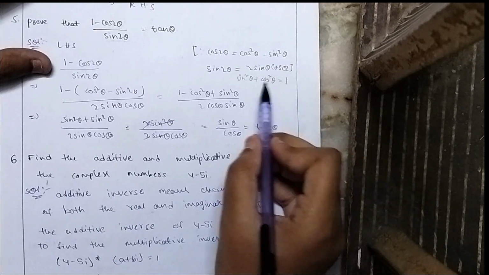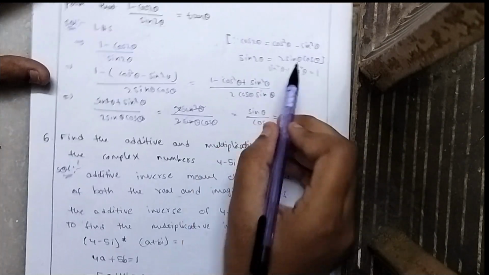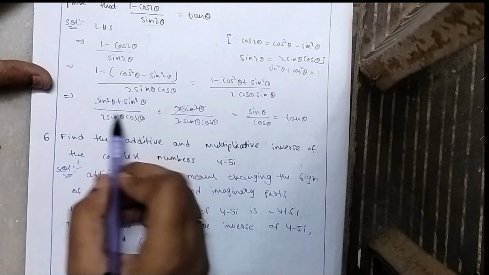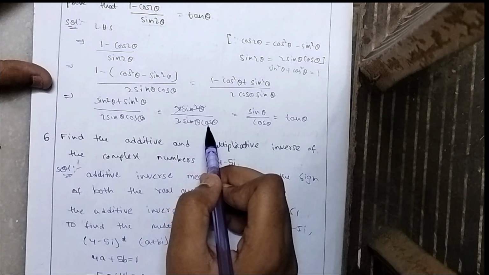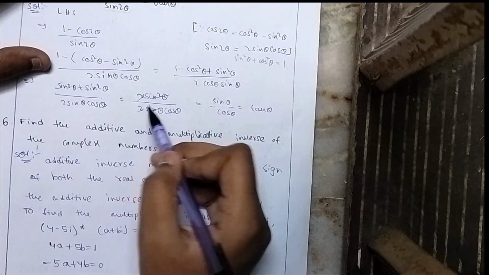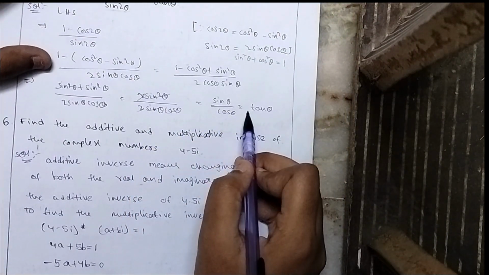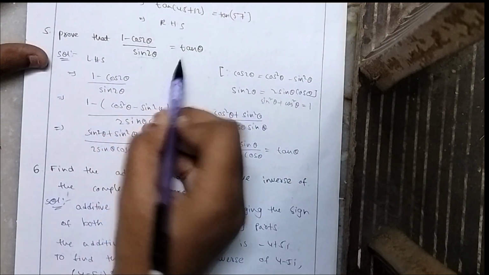So that means 1 minus cos square theta equals sin square theta. So sin square theta plus sin square theta by 2 sin theta cos theta, that equals 2 sin square theta by 2 sin theta cos theta, that equals, by cancellation, sin theta by cos theta, that equals tan theta. So LHS equals RHS.